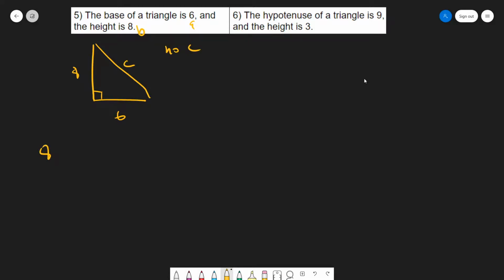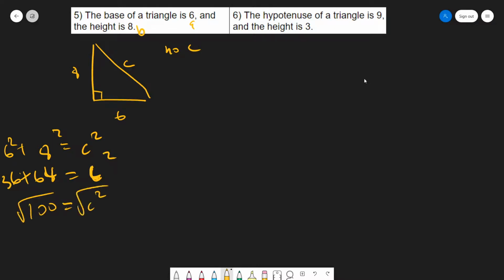So we're going to find that 6 squared plus 8 squared equals C squared, or A squared plus B squared equals C squared, right? Then we're going to add those up. 100 is equal to C squared. Take the square root to get rid of that power 2, and we get that C is equal to 10 units. If they don't say meters or feet, just put units.